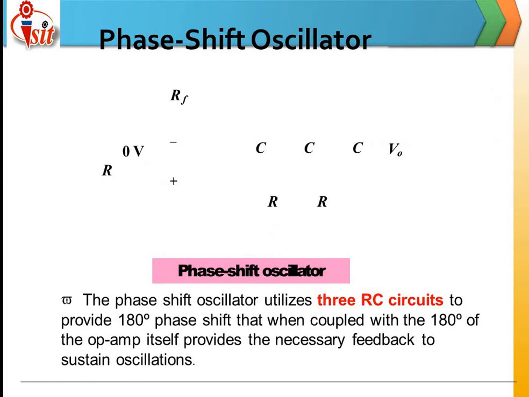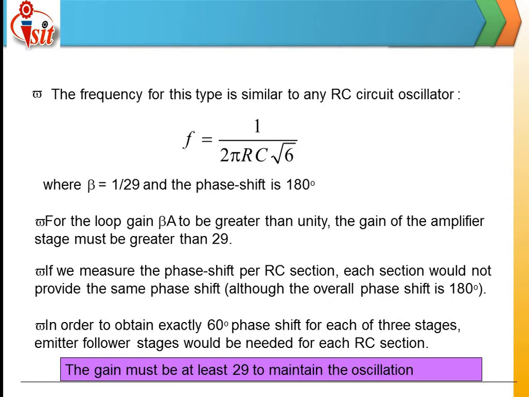Then the phase shift oscillator. The phase shift oscillator utilizes 3 RC circuits, to provide 180 degree phase shift coupled with respect to that op-amp, and it provides the output. Then the frequency of this type is similar to any RC circuit oscillator, that is F equal to 1 divided by 2 pi RC under root of 6, where beta is equal to 1 divided by 29, and the phase shift circuit introduces a phase shift of 180 degree. That means whatever input we apply to that circuit, it introduces a totally 180 degree phase shifted output.